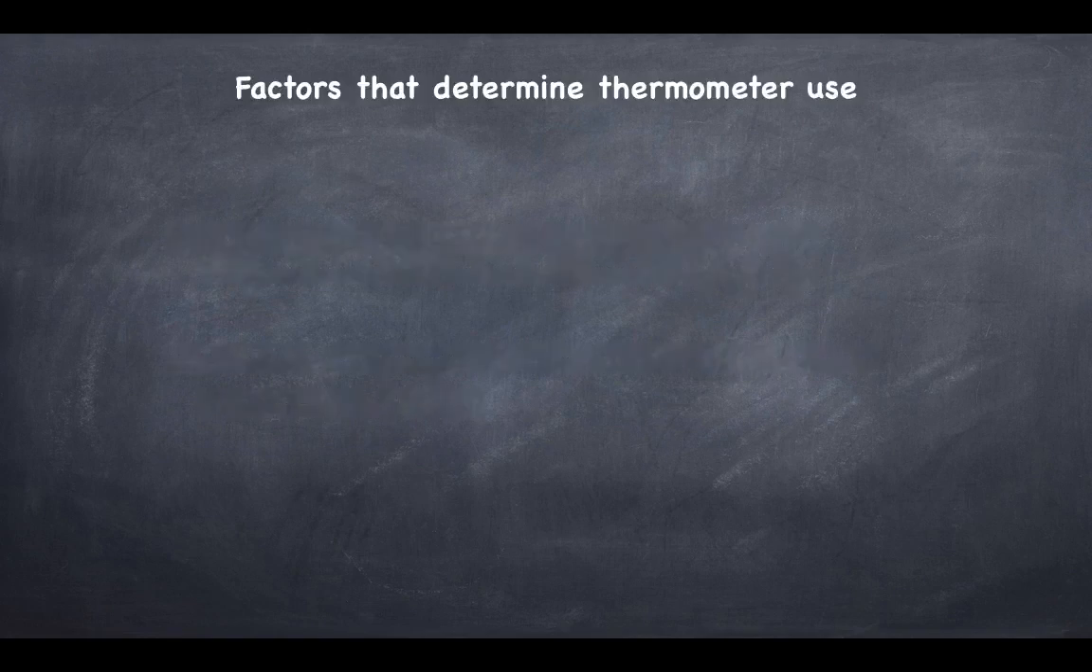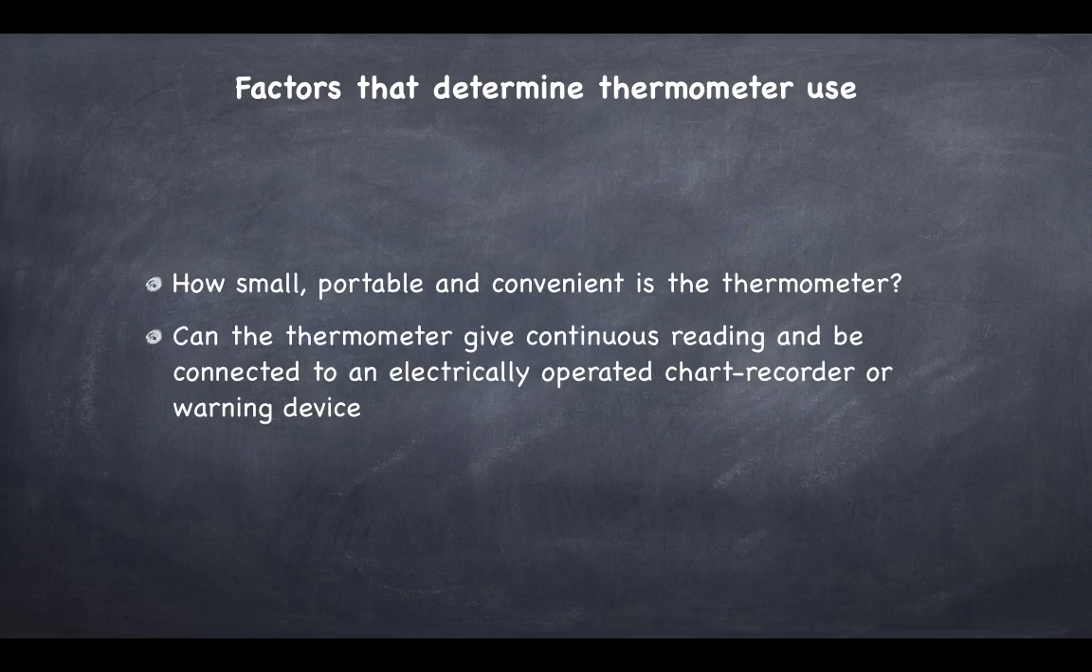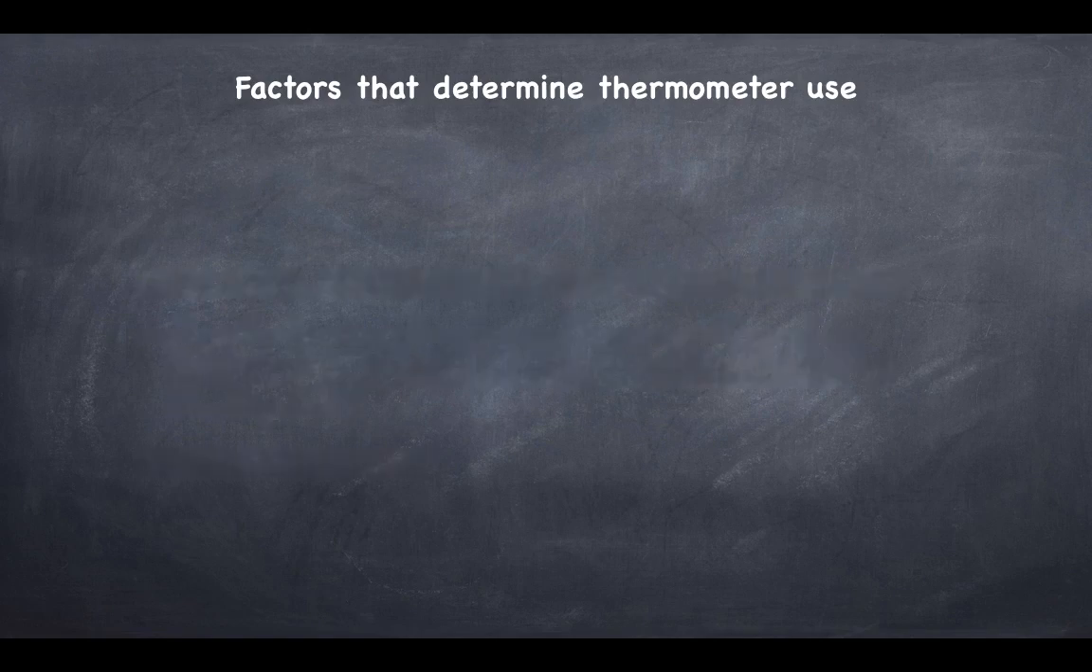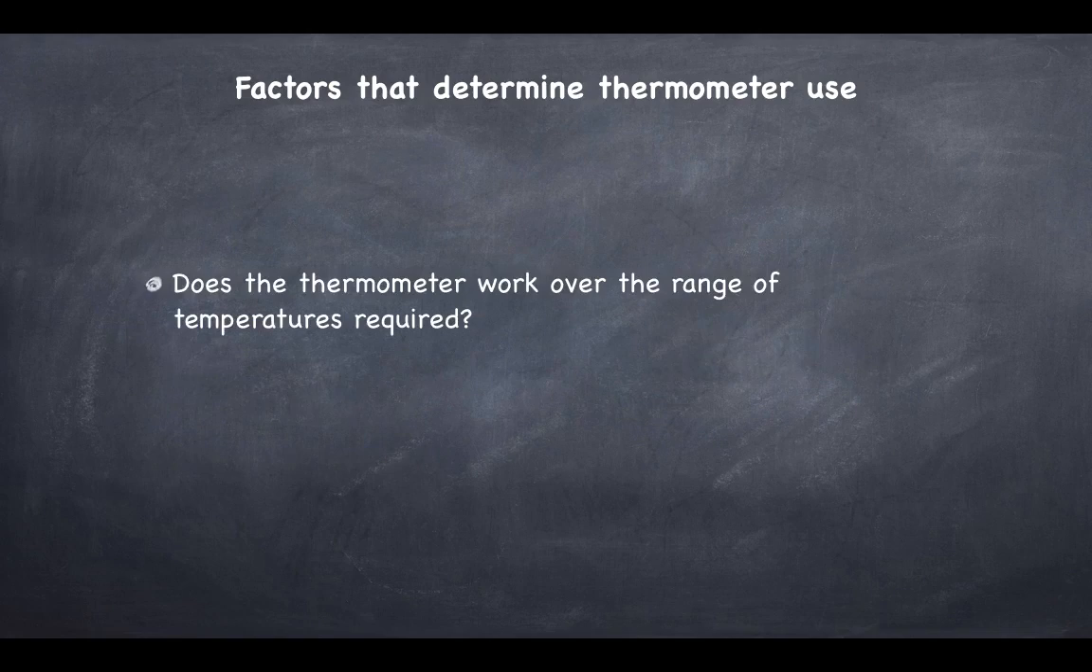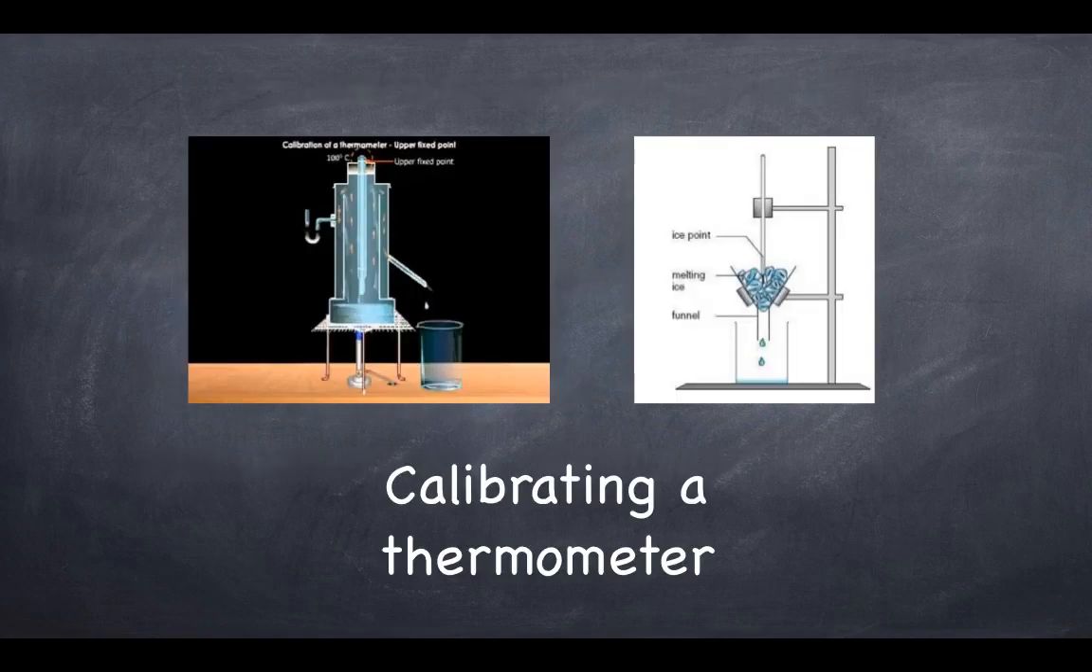Now, these are some factors to determine which thermometer is the best thermometer to use in your situation. First, you need to consider how small, portable, and convenient the thermometer is. Can the thermometer give continuous readings and be connected to an electrically operated chart recorder or warning device? How expensive is the thermometer? Does the thermometer work over the range of temperatures required? Is the thermometer sensitive enough? Can it detect small enough changes of temperature? How quickly does the thermometer respond? These are questions you should ask when you're choosing which is the best thermometer to use.